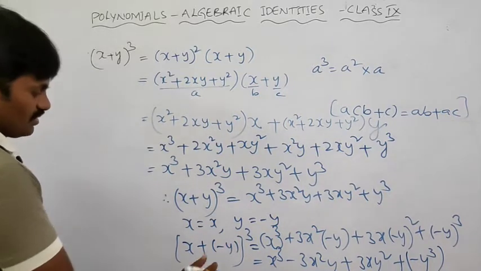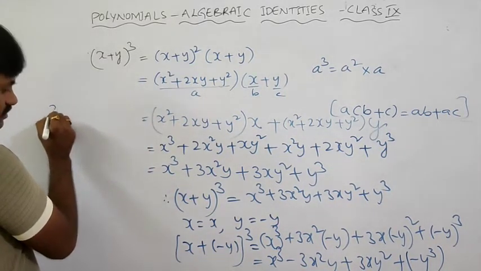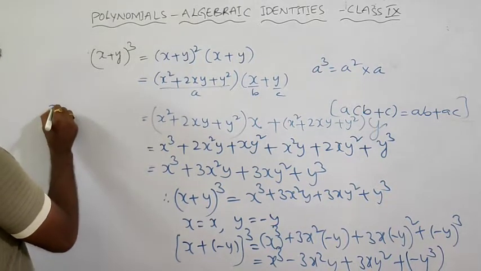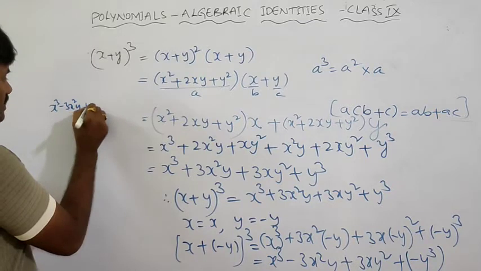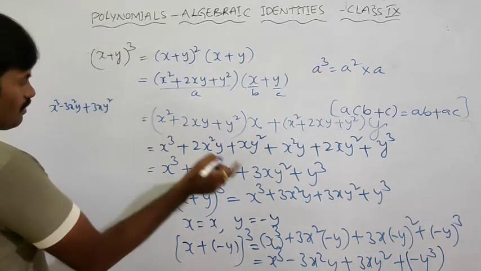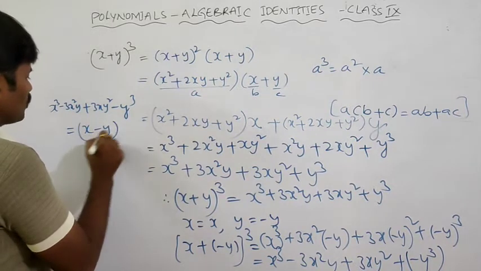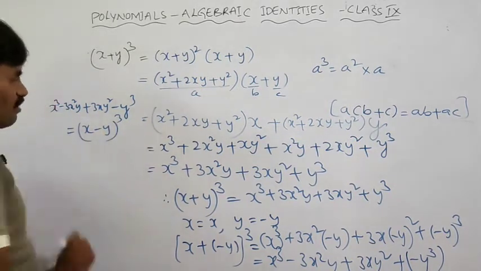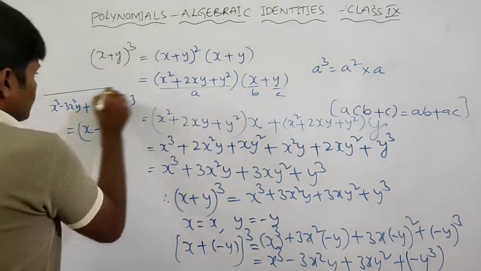Now if we simplify and write, this becomes like this. The formula is x cube minus 3x square y plus 3xy square minus y cube. This is the formula of (x minus y) whole cube. Yes, this is the formula of (x minus y) whole cube. So is it clear, my dear students?